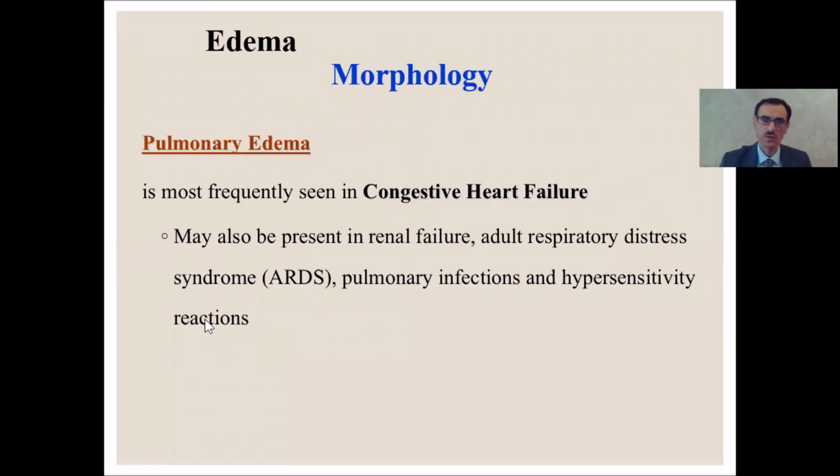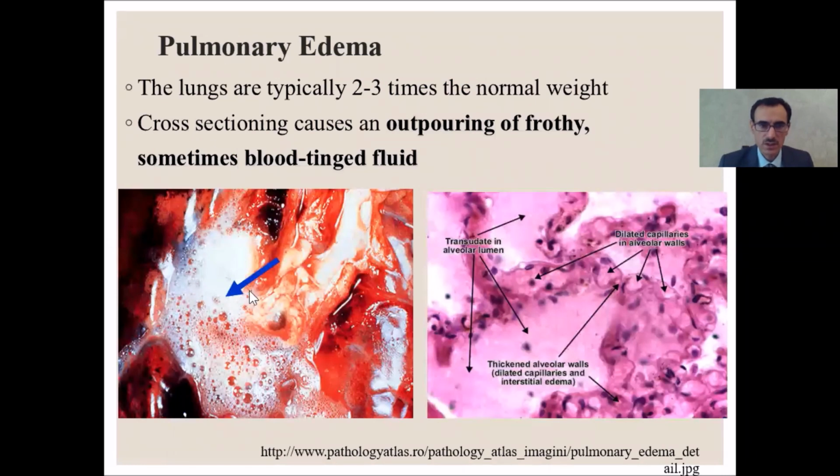Pulmonary edema, most frequently in congestive heart failure. Here we see the gross view of the pulmonary edema. The lungs are typically 2-3 times the normal weight, and in the gross sections we see the outpouring of frothy, sometimes blood-tinted fluid. And the histology: here we see the dilated capillaries in the alveolar walls, the thickened alveolar walls, and the transudate that fills the alveolar lumen.